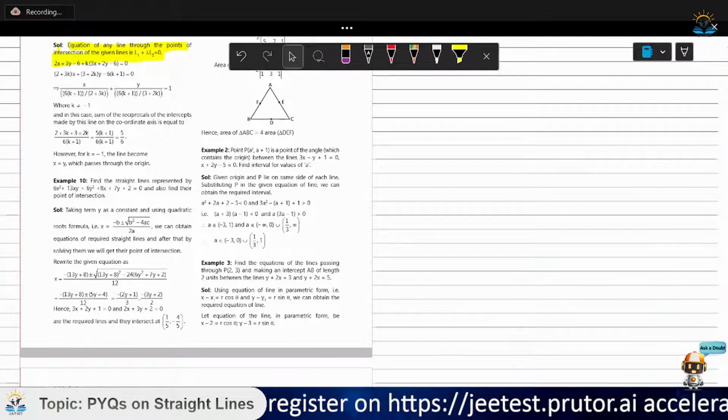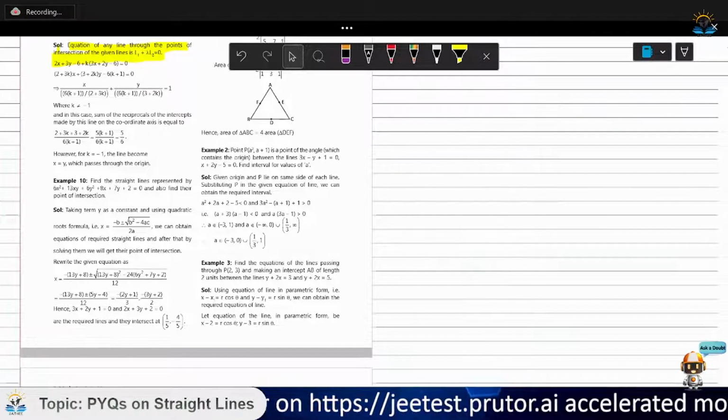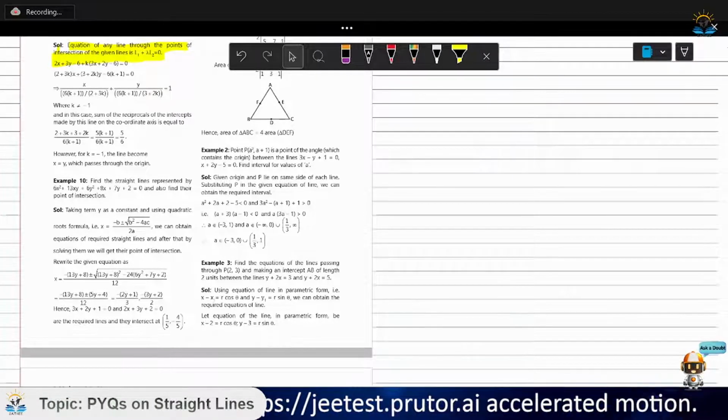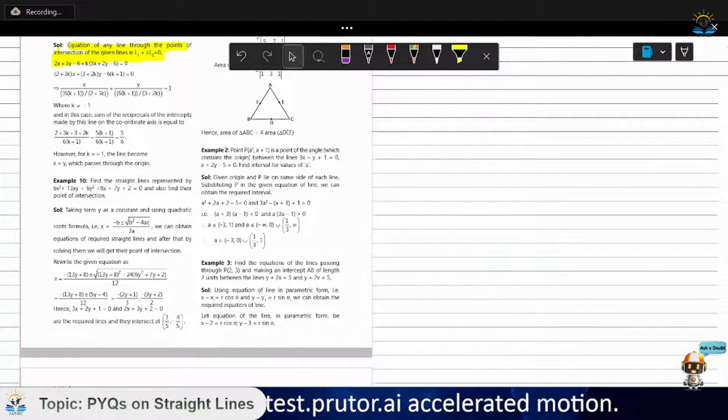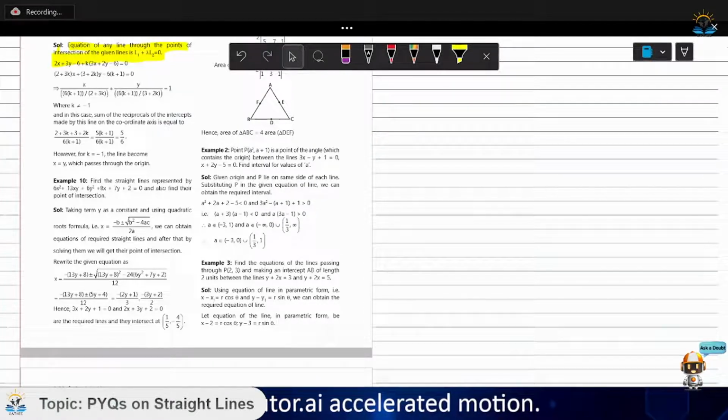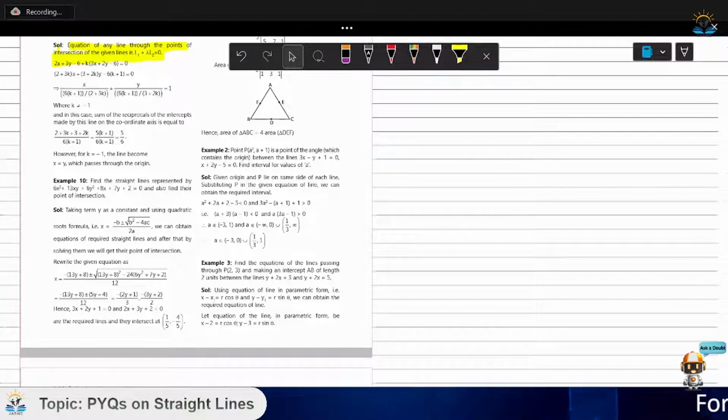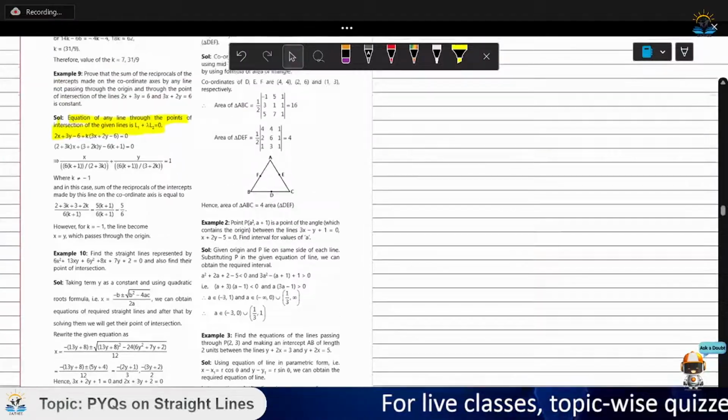We have to find the straight lines represented by this and also find their point of intersection. One way to go about this is to take the roots in terms of x and y. We can take y as a constant and treat the equation as a complete equation in terms of x. So we get the two roots in terms of y and then we can get the two equations. It's a very easy question, I suppose. I'm not going into depth of it.